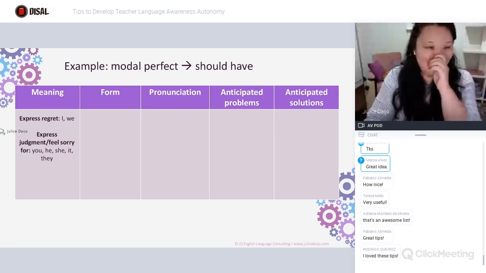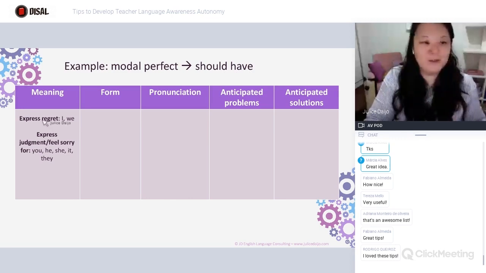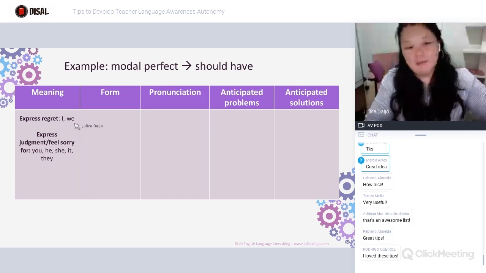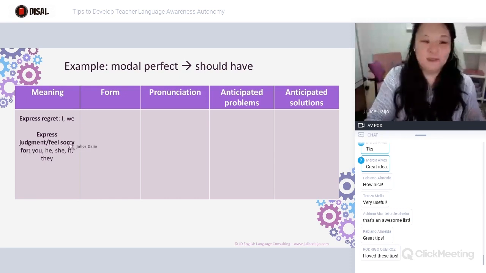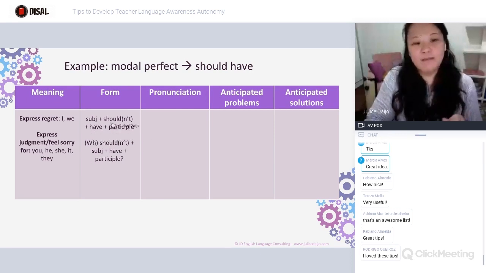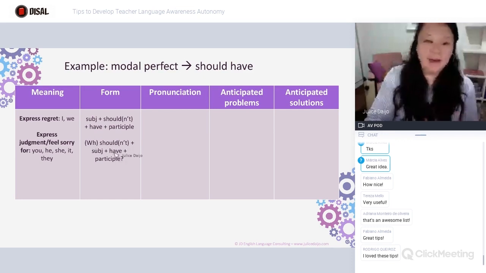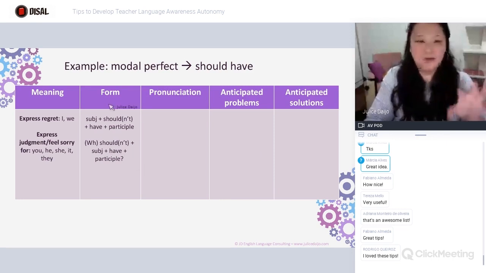So I put here an example, the modal perfect should have. It means regret if you use it with I and we, and it means judgment or a feeling of sorry if you use it with the other subjects. That's a nice, clear meaning. And then you keep going. What about the form? This part here is tricky for the question because most people can make the affirmative and negative, but when it comes to the question, is it what should I have done, or what should have I done? The have comes after or before. So a little bit of analysis of form.